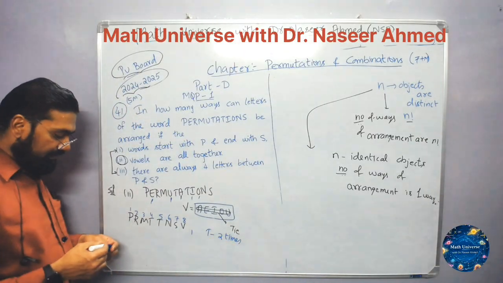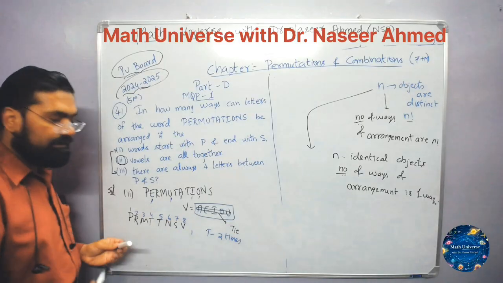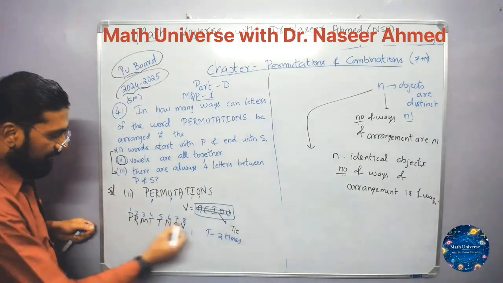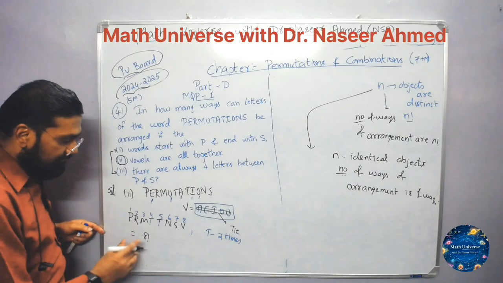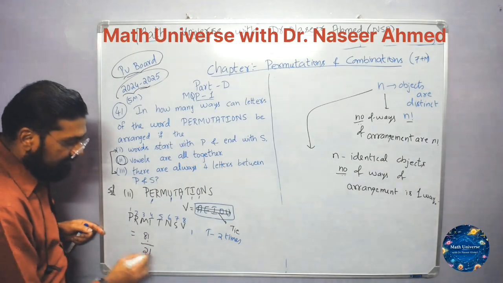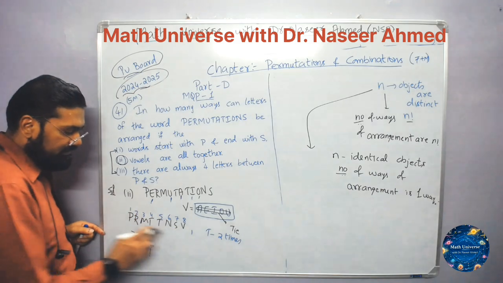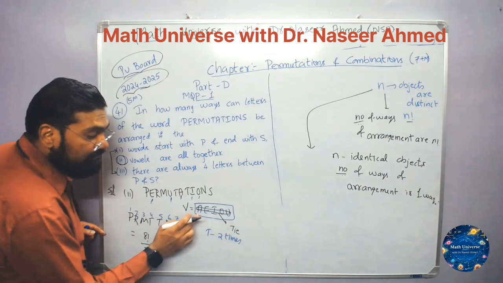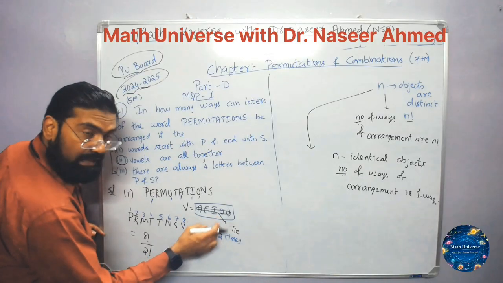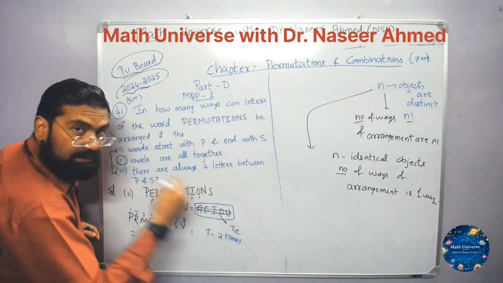Now the number of ways of arranging such that all are together will be, with 8 objects, 8 factorial divided by 2 factorial. This has taken care of only P, R, M, T, T, N, S, V. But what about the vowels? They can get arranged among themselves.